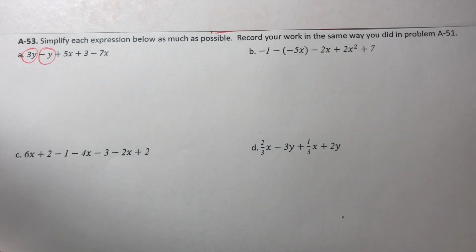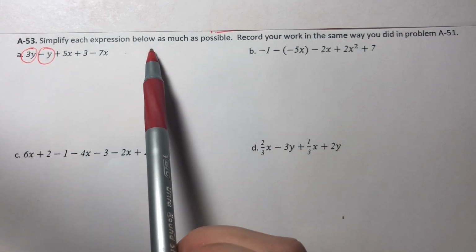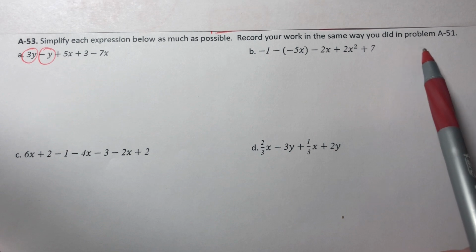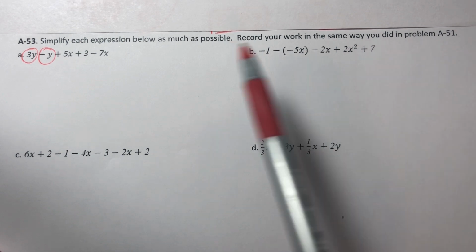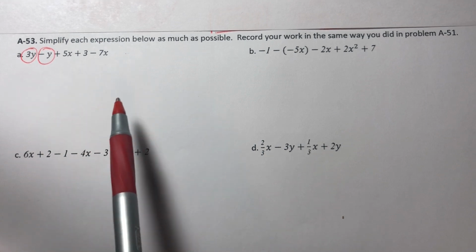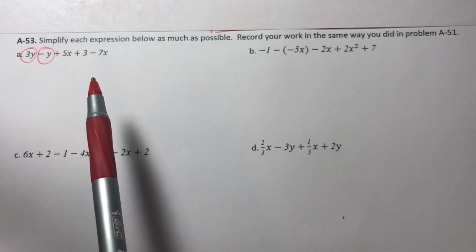All right, on to 53. So it says, simplify each expression below as much as possible. Record your work in the same way you did in problem 51. And so the idea here is to think about the legal moves that we've been practicing, right? So we've been practicing combining like terms and looking for zero pairs.